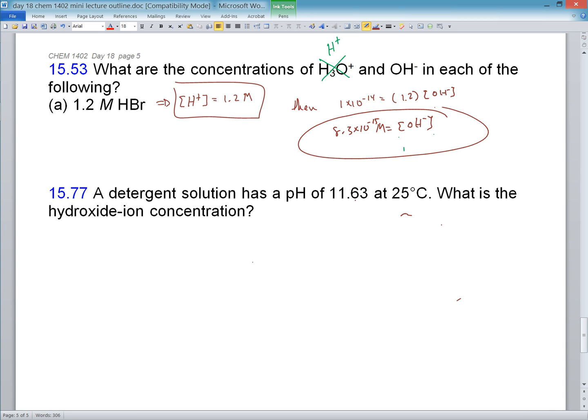Don't forget your M. Making sense? Okay, keep going. And don't forget your M. So keep going if you got these. Go on to the next one.